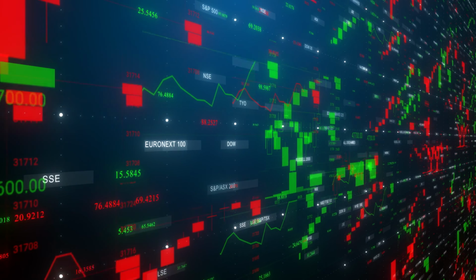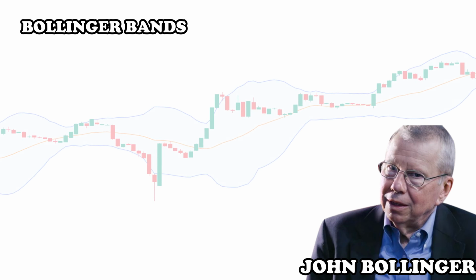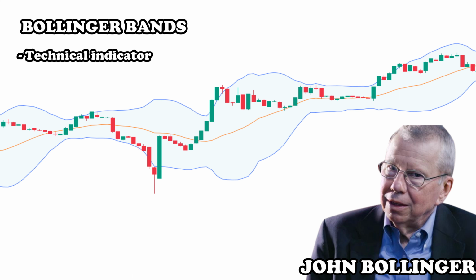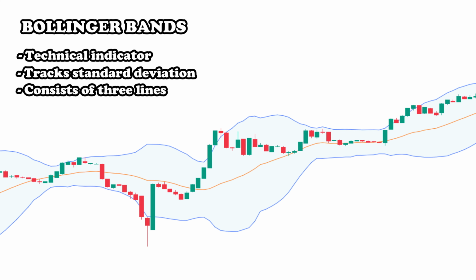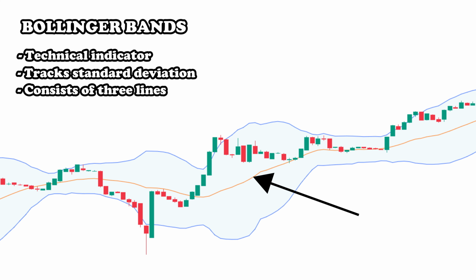Now, let's get started. John Bollinger developed the Bollinger Bands, which are a technical indicator used to track the standard deviation of a simple moving average. The Bollinger Bands consist of three lines. The middle line is a 20-period moving average, and the upper and lower lines are two standard deviations above and below the 20-period moving average, respectively. The upper and lower lines are also known as the upper and lower bands.